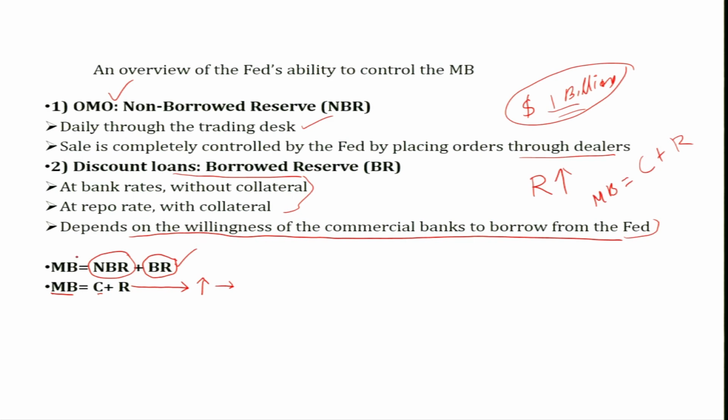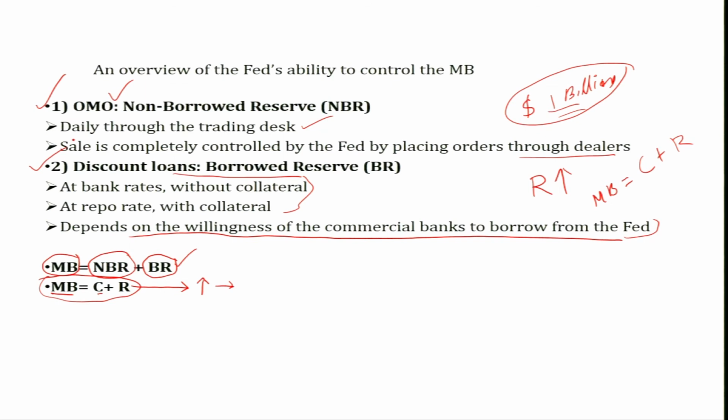So in that way we can reclassify the monetary base, we can define it as NBR plus BR, and we can also define MB as currency plus reserve. These are the two ways of defining the monetary base. Here we can see the Fed's ability to control the monetary base is mainly through open market operation, and to some extent through discount loans.